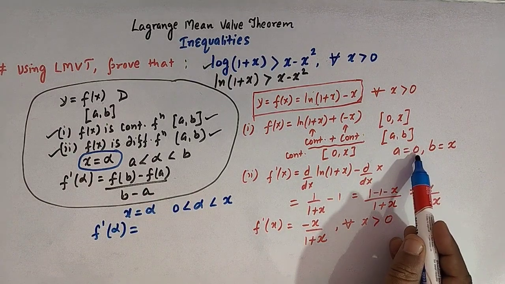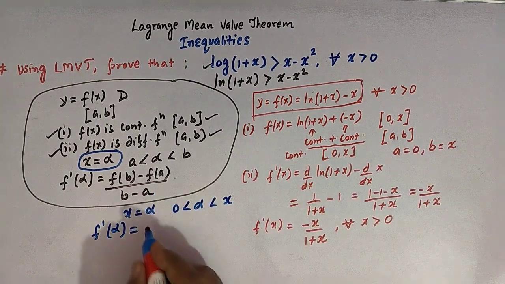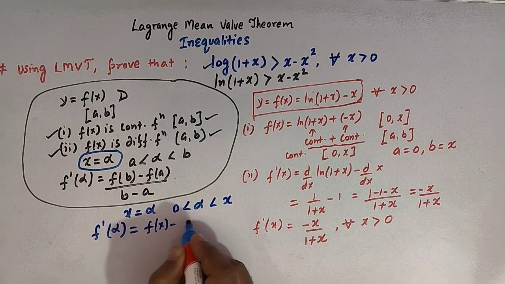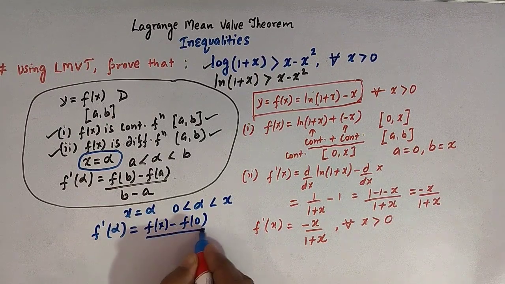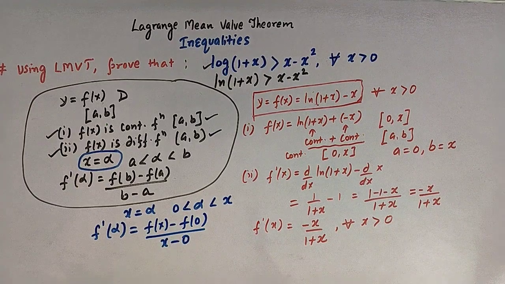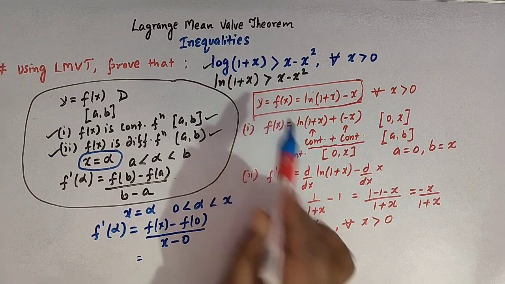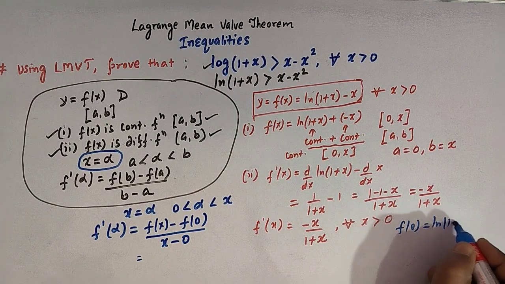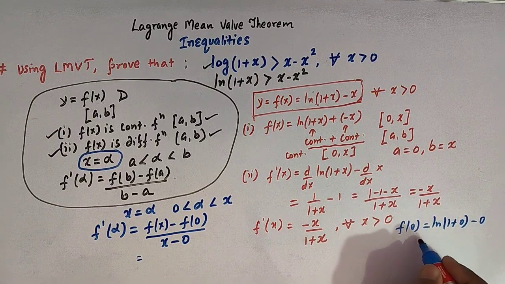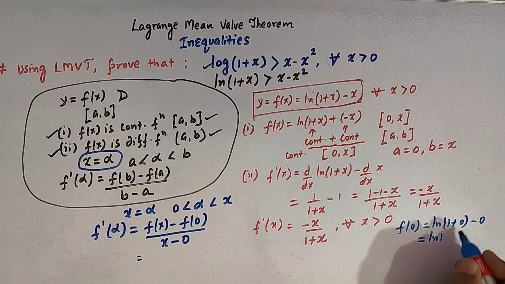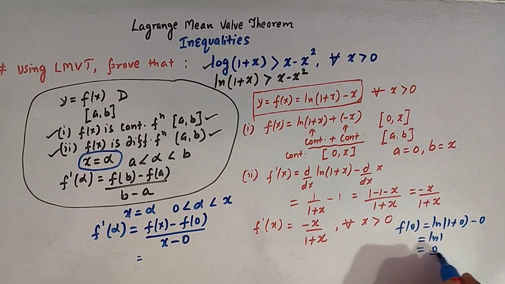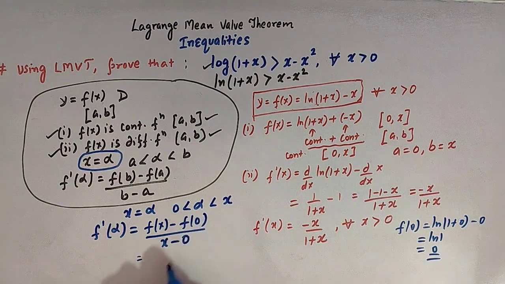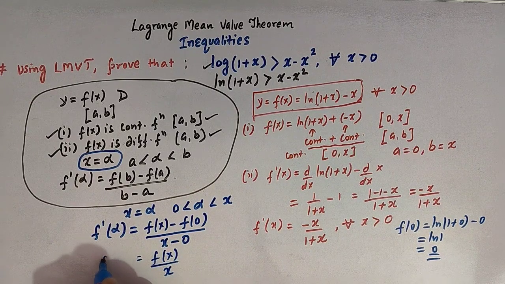So let us take a equal to 0 and b equal to x. So we can now write (f of x minus f of 0) divided by (x minus 0), right? And here we can easily see that f of 0 is log of 1 plus 0 minus 0. So this is the log of 1, and log of 1 is 0, right? So f of 0 is 0. So we can now have f of x over x, right?